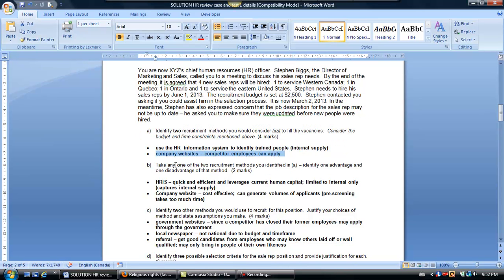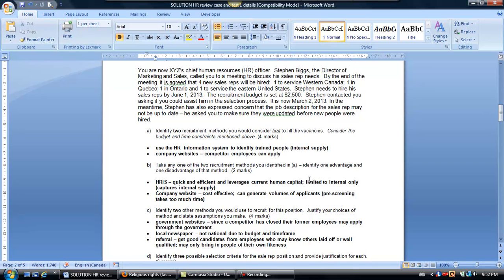So take any one of these 2 recruitment methods that you selected and identify one advantage and one disadvantage. Now, I didn't know which one you'd select, so I gave you an advantage and disadvantage of both. If we're using the HR Information System, one of the advantages is that it's quick and efficient and it leverages the current human capital. So again, we can use it to help us find people who are inside the company, who are already qualified in some respects to take on our sales rep challenge.